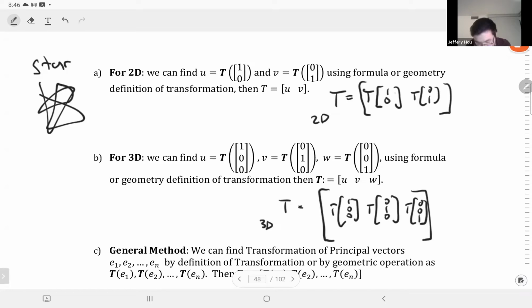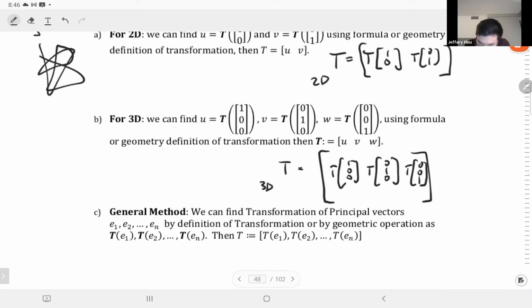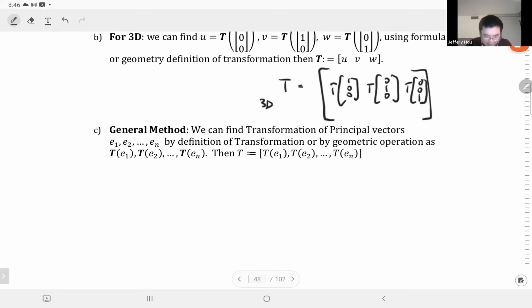What we call (1, 0) and (0, 1), we call these the axes vectors because they lie along the axes, right? Unit vectors on the axes. That's not something you have to know, but there is a name for it, which I think is interesting because it has a quantitative meaning. The general method: we find the transformation of the principal vectors E1, E2, En. With the axes vectors, as I call them, and by definition of the transformation or geometric operation, we can formulate them to look like this, which I've written here and above.